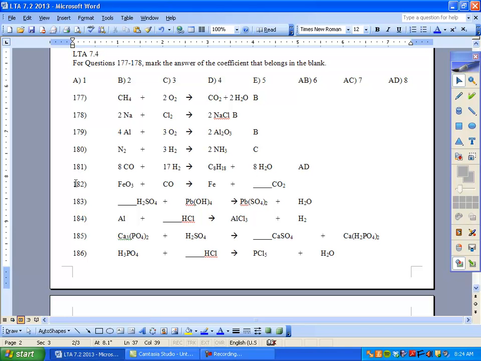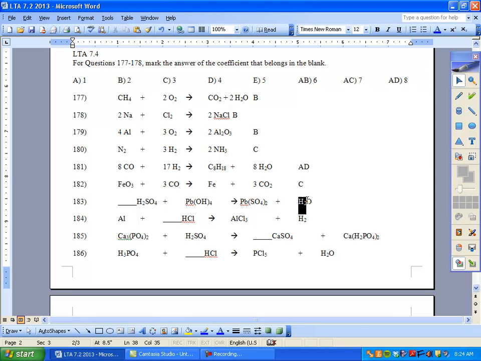For number 182, our carbons are balanced already. However, for our oxygens, I need to make it so that I have a total of 6 over here, so I can do 3 and 3. Now I have 3 carbons, 1 iron, and then the 3 oxygens plus 3 more makes 6, and 3 times 2 is 6 over here. That means your answer is, for that one, C, coefficient of 3.